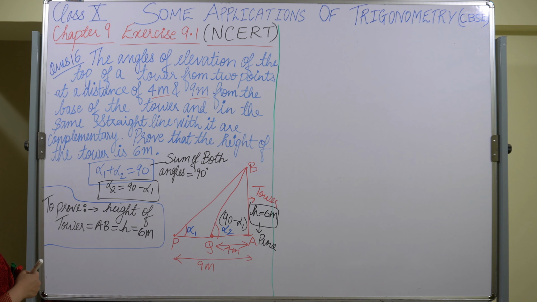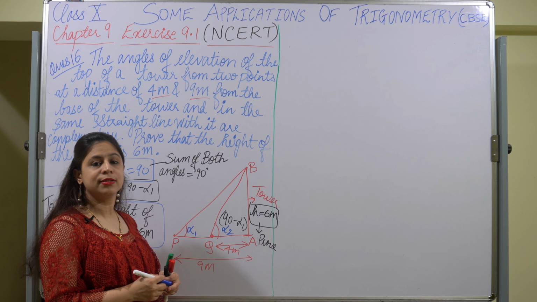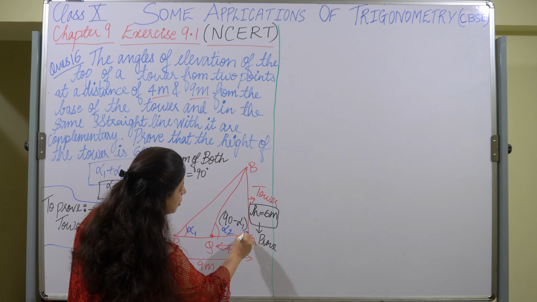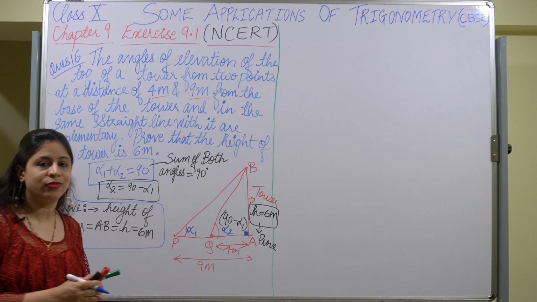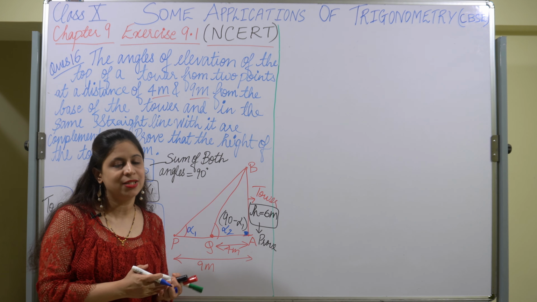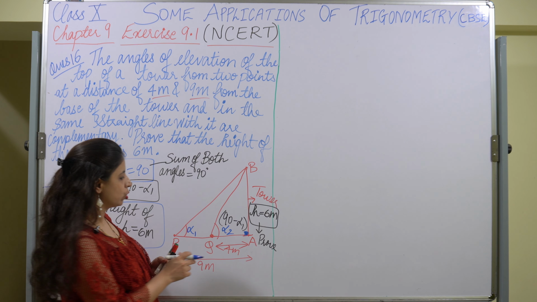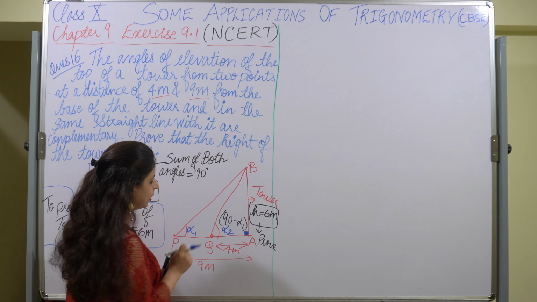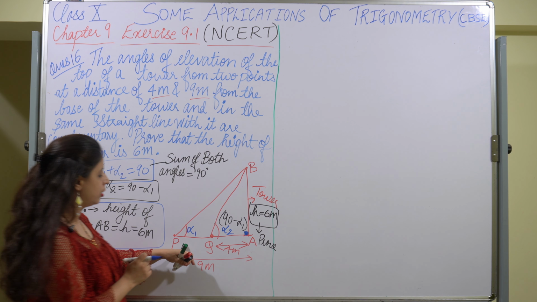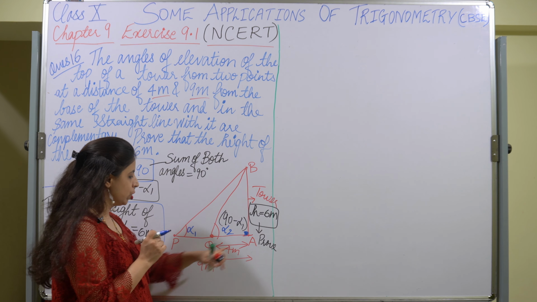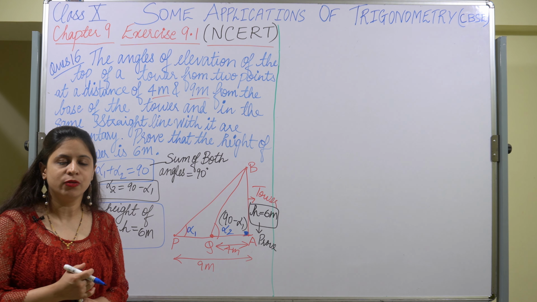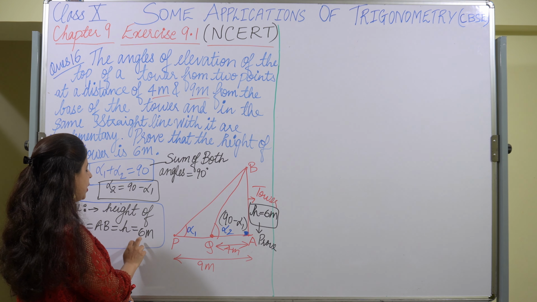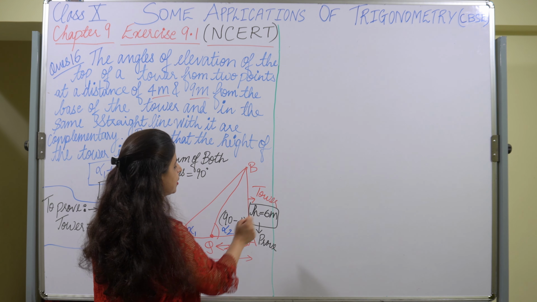Okay. So here again two triangles are being formed. This is the 90 degrees. The side opposite to 90 degrees is always the hypotenuse. So the first triangle formed over here is BAQ and another triangle formed over here is BAP. So taking both the triangles individually and solving, we will get our proof, H is equal to 6 meters.